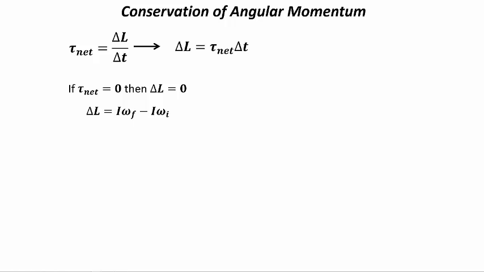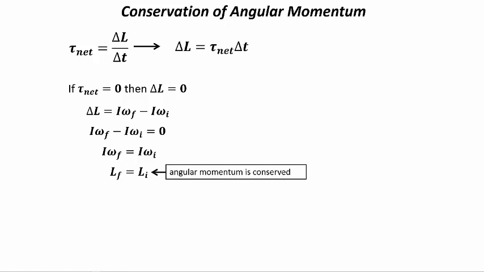So what is the change in angular momentum? It's just like all the other changes. We have the angular momentum after minus the angular momentum before, which equals 0, which means they are equal to each other, which means angular momentum is conserved.